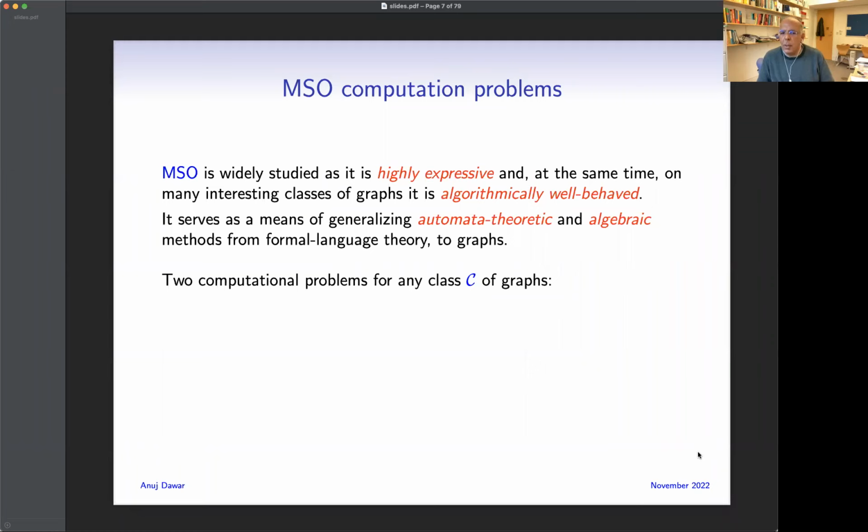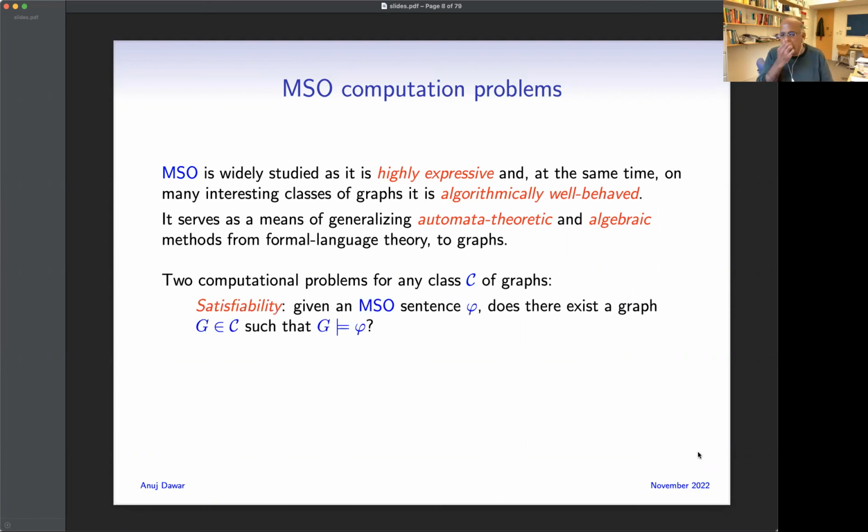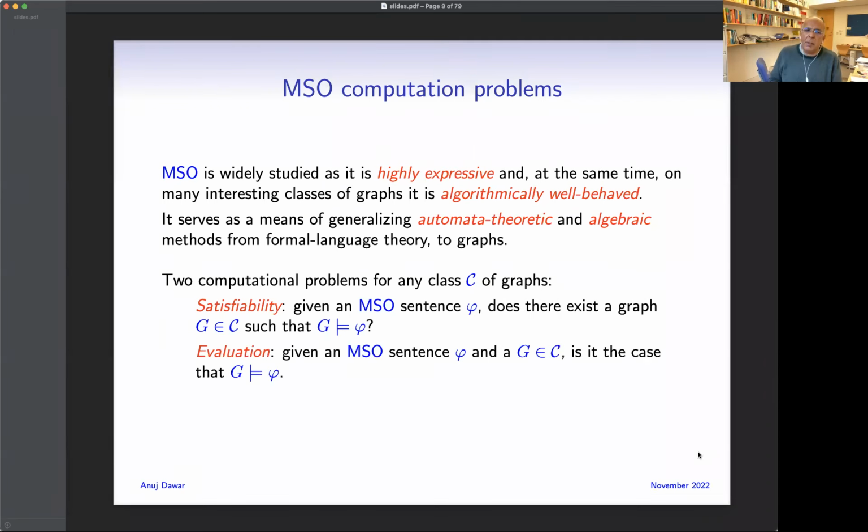But I'm going to talk about two computational problems. In fact, I'm going to focus very much on the first one, but I thought I would mention two that people look at. What do I mean by algorithmically well-behaved? What does it mean for the logic to be algorithmically well-behaved? We're going to consider two algorithmic problems. One is the satisfiability problem for a class of graphs. I give you a sentence, and is it satisfiable? Is there a graph in the class which makes this sentence true? And the other is what I call the evaluation problem, which many people call the model checking problem. If I give you both the sentence and the graph, tell me whether the sentence is true in the graph.